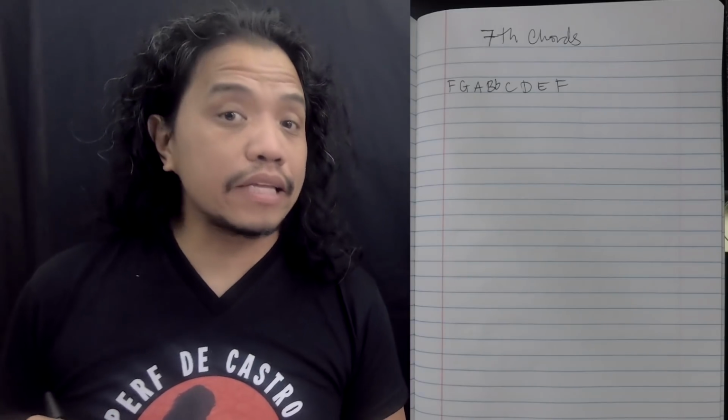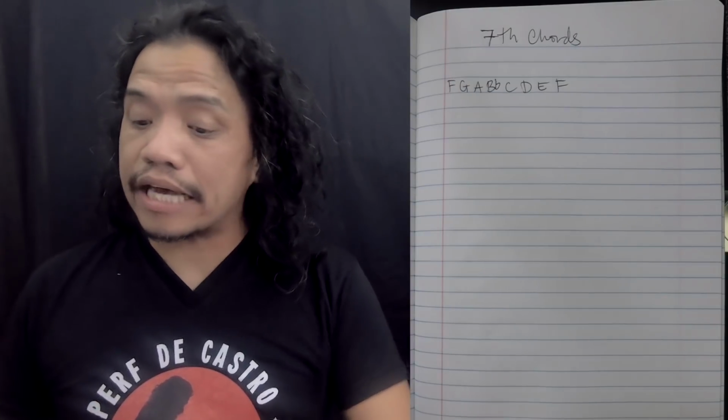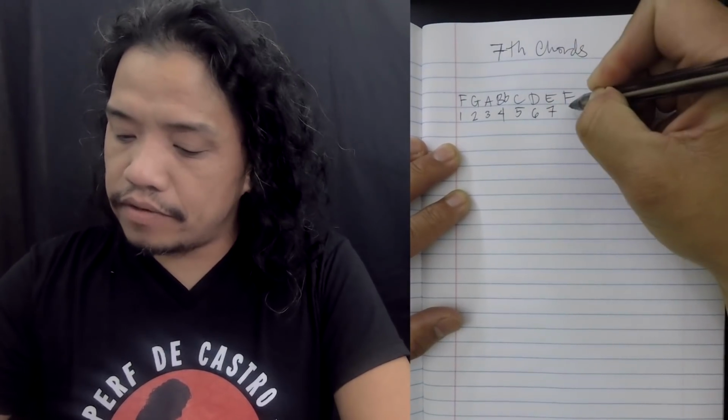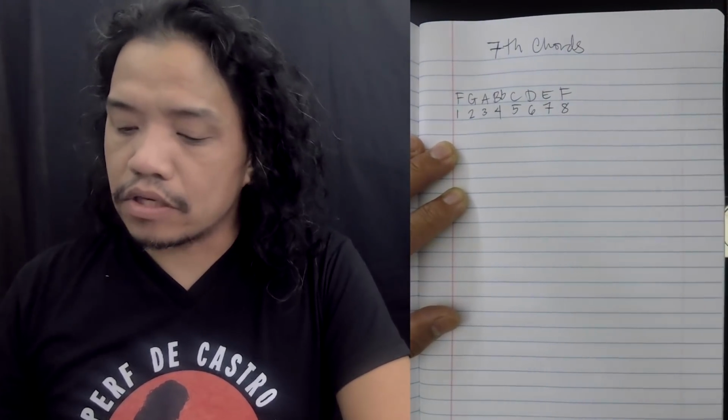Now let's write down the interval names of each scale degree. So you have your 1 or your root, then this is the major 2nd, major 3rd, perfect 4th, perfect 5th, this is the major 6th, major 7th, and you have your perfect octave.